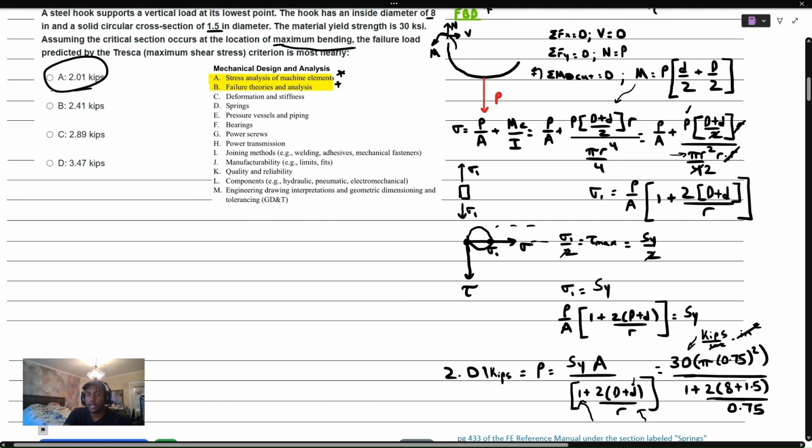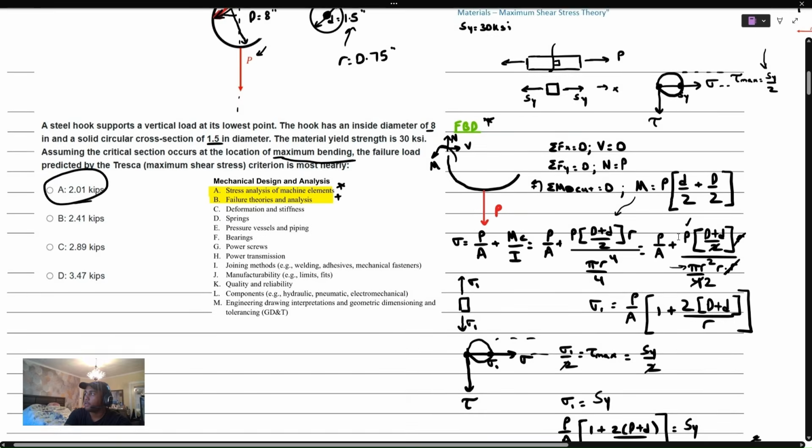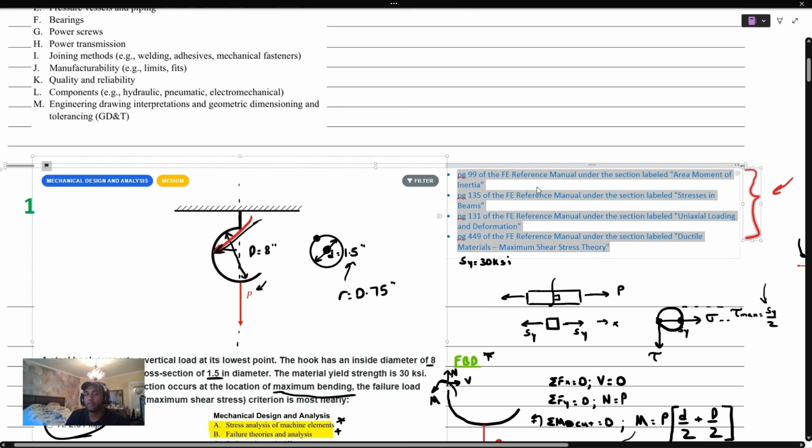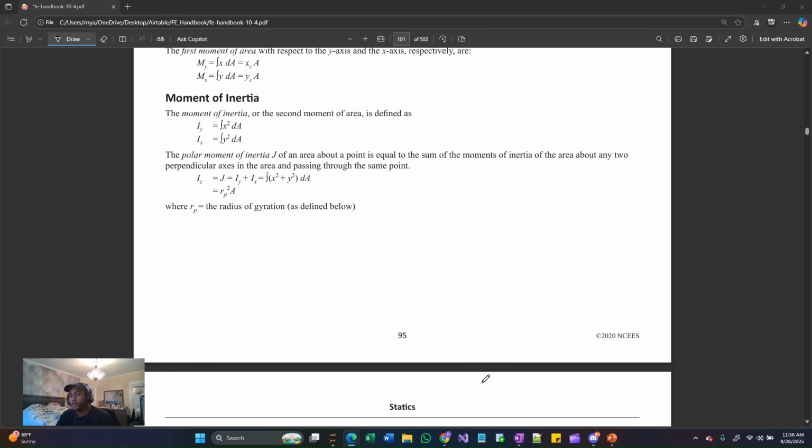And if we just look inside of the reference manual, I want to explore some of these references that we have here and show you where you can find the information that we used in this problem to solve it. So over here is the FE reference manual, on page 95 of the reference manual. This is the statics section, and this wasn't in the list of references that I gave you guys, but I'm going to show you guys a quick trick on how to remember the moment of inertias and the polar moment of inertia for a circle.